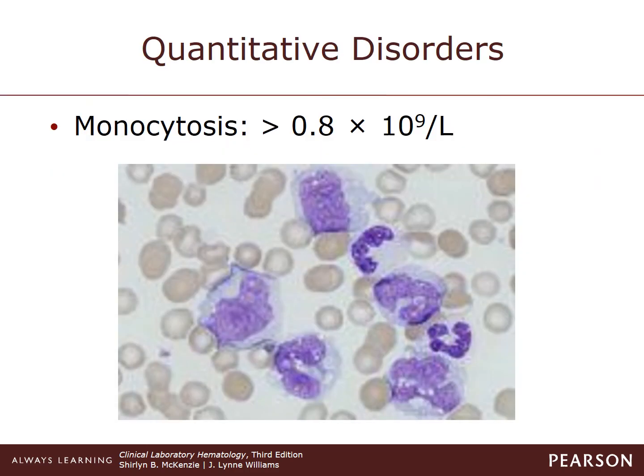Quantitative disorders of monocytes are usually considered with an absolute count of greater than 0.8 times 10 to the 9 per liter, whereas qualitative disorders we're going to discuss also include tissue macrophages. Here you can see many monocytes in this picture, which is often seen with inflammatory conditions, certain types of malignancies, or after the recovery stage of an acute infection, as they play an important role in cellular response and cleanup.